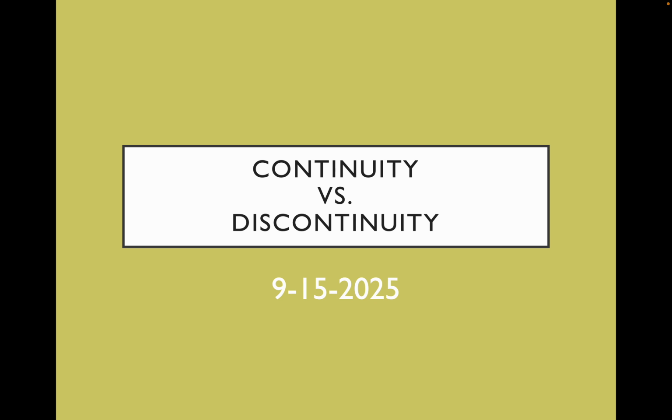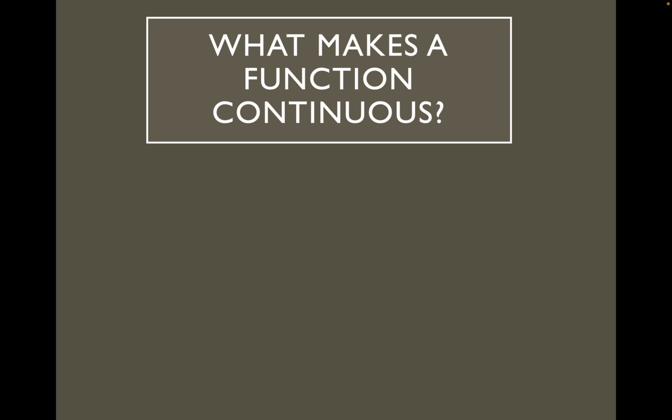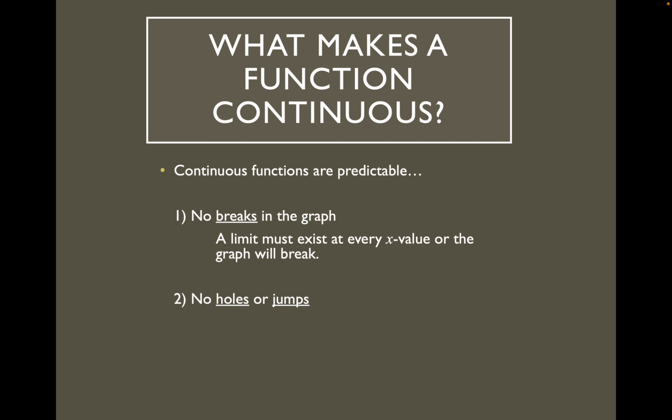So, continuity versus discontinuity. In class, we mentioned what makes a function continuous. That means the function is predictable, and you can see there are no breaks in the graph, no holes, no jumps. Seeing is believing. So when we talk about that, you look at the picture. Do you see any breaks? Do you see any open value that x cannot equal? Do you see any asymptote, a vertical asymptote? If the function is smooth, then we say it's a continuous function.